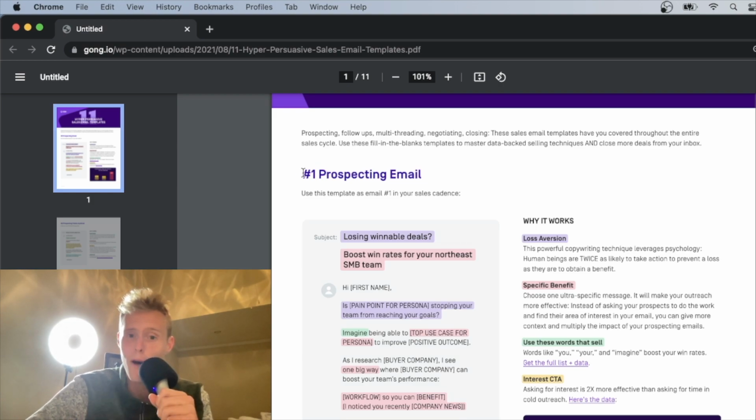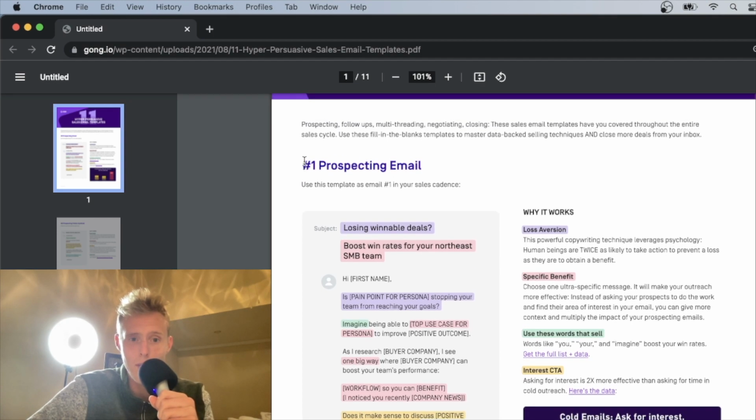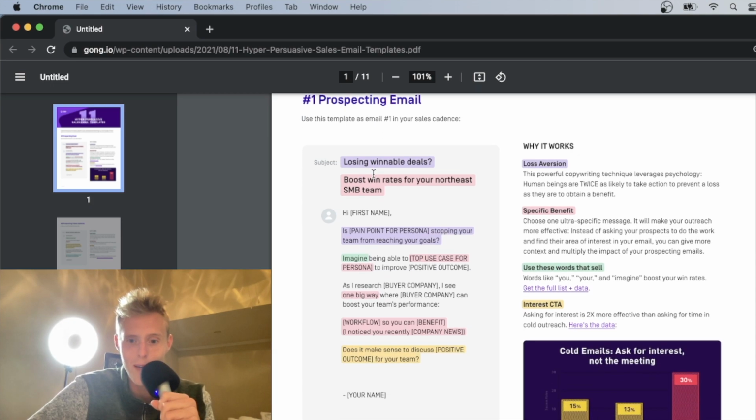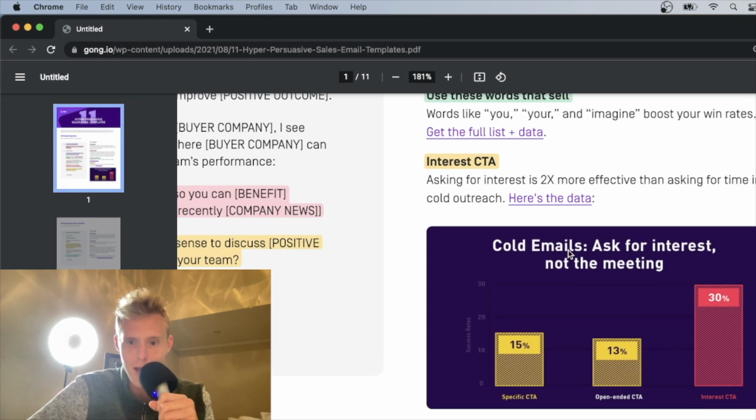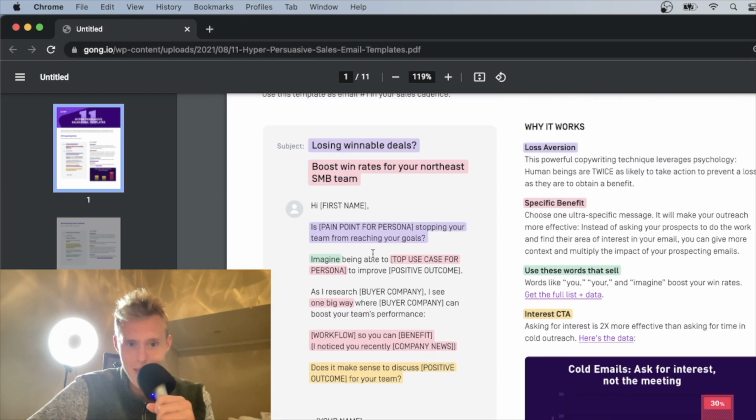Just note, it's all about iteration. And let's start with email template number 1, the prospecting email. This is where I think most people, including myself, need help. As we think about the prospecting email, this is the number 1 template for your sales cadence, so start with this email right here. First and foremost, they have the nice graphic: cold emails, ask for interest, not the meeting. So when you ask, are you interested? That looks like it has a higher set rate than saying, are you available at XYZ time? But we'll get to that.